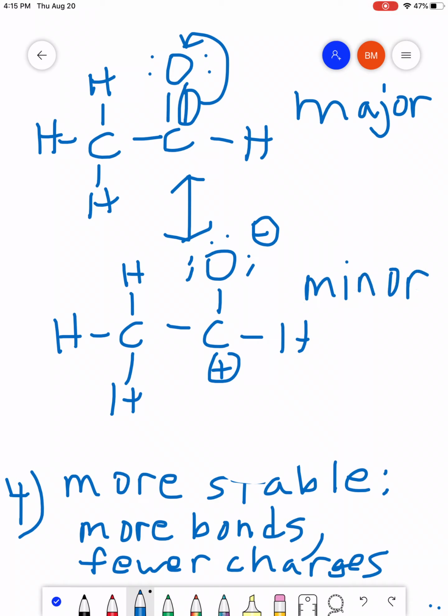So that's an important concept to keep in mind whenever you're trying to figure out major and minor contributors. That means that the hybrid of this would actually look much more like this structure than it would like the bottom one.